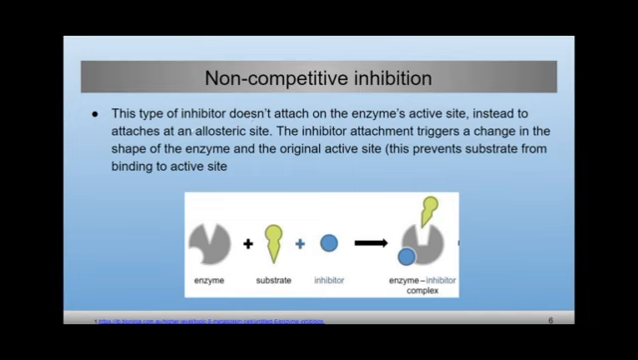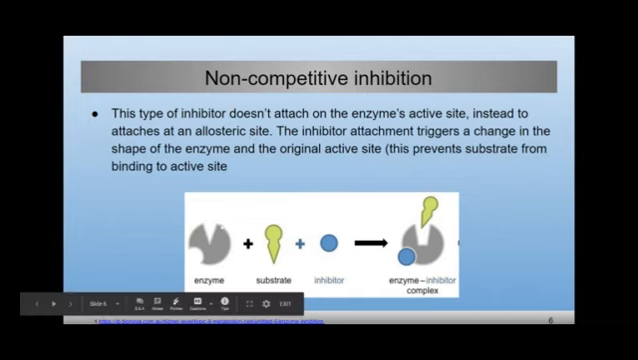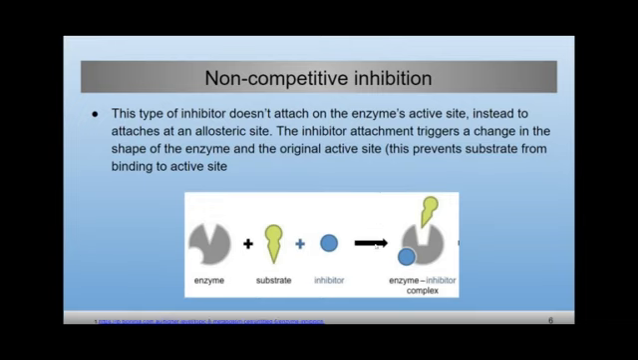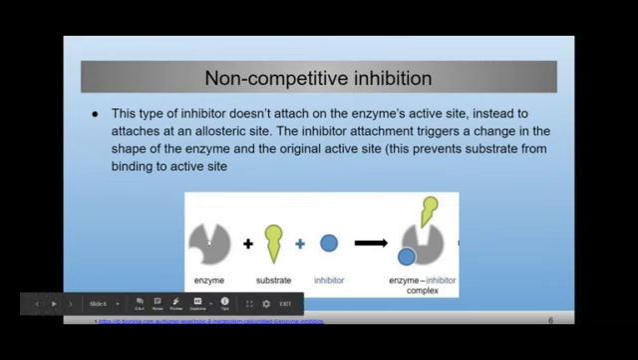Now we also have another method of non-competitive inhibition. And this type of inhibition doesn't attach to the enzyme's active site. So say this is the active site here. It instead goes for a different site called the allosteric site. This is a site where the inhibitor binds and ultimately triggers a change in the shape of the enzyme and the original active site. So here is the active site, and here is the allosteric site.